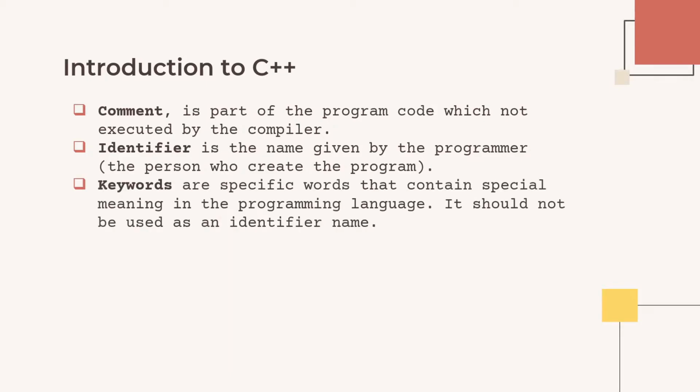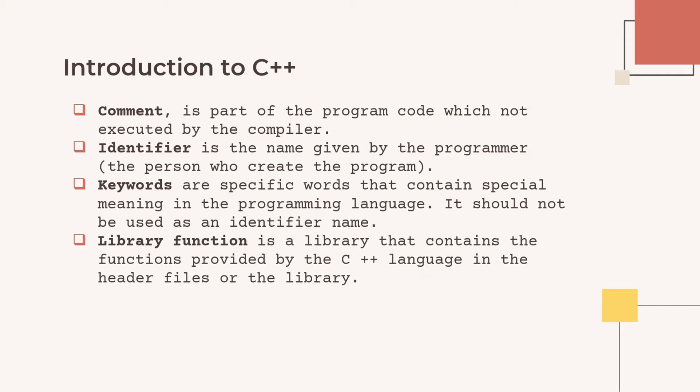And the third part is keyword. Keywords are specific words that contain special meaning in the programming language. In the C++ programming language, examples of keywords are class, delete, friend, inline, new, operator, private, protected, public, and so on. Words that are considered keywords according to the standard of the programming language should not be used as an identifier name.